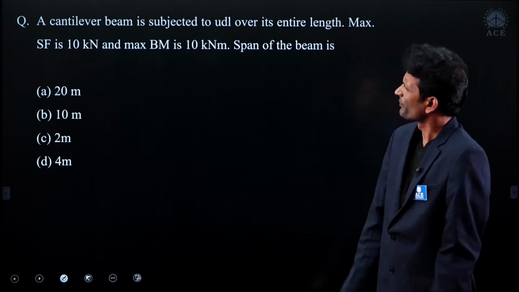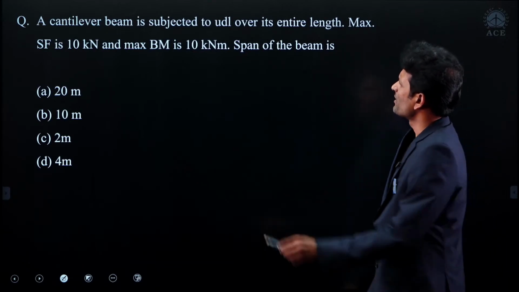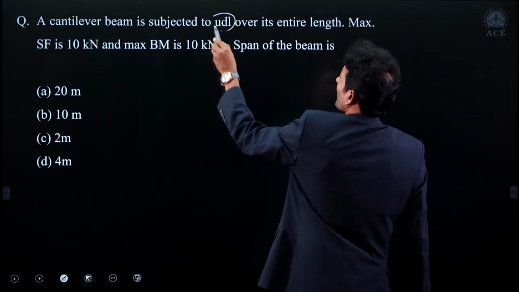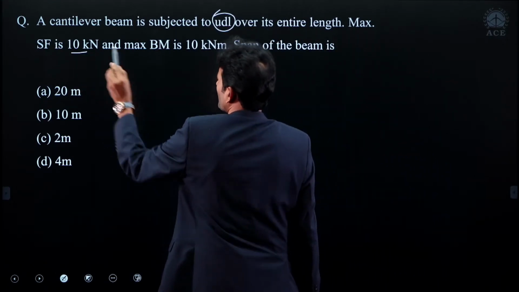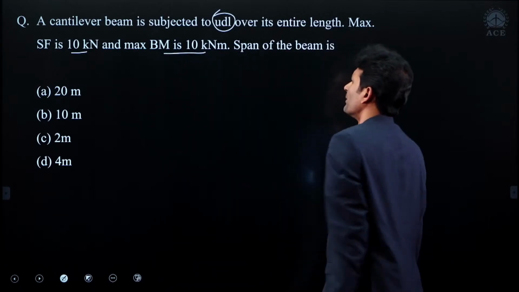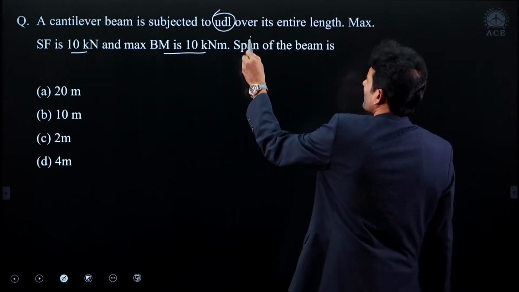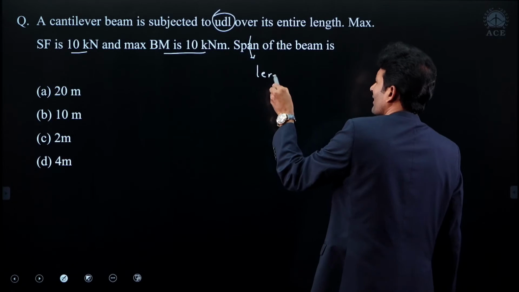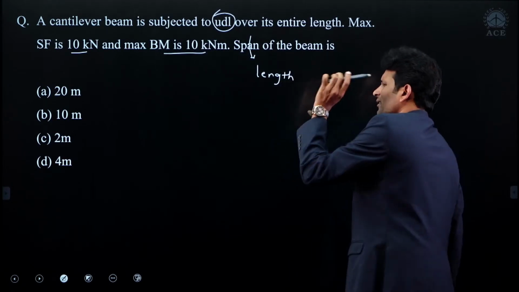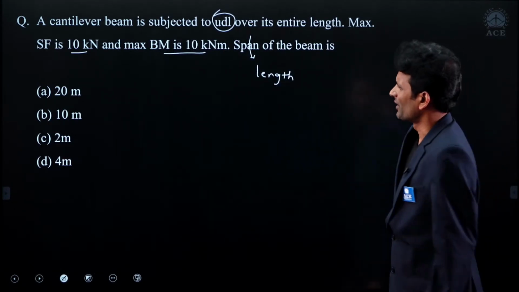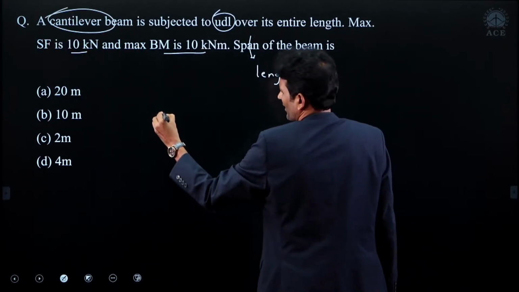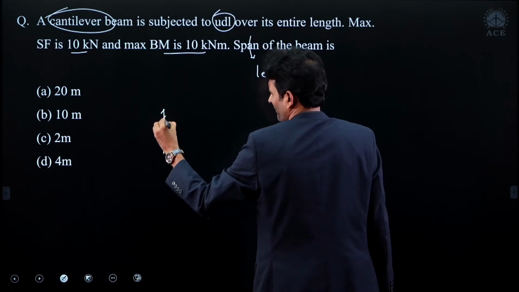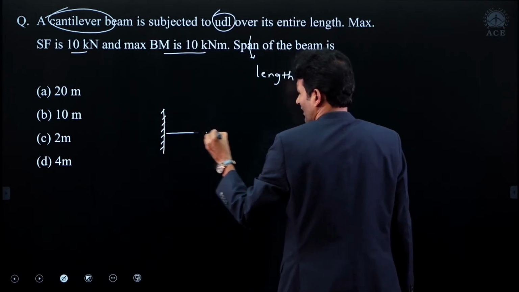See the next question. A cantilever beam is subjected to the UDL over its entire length. Maximum shear force is given, as well as maximum bending moment. What we required? Span of the beam, the length of the beam, we have to calculate. Given beam, it is a cantilever beam. So first you try to take the cantilever beam. This is the cantilever beam.